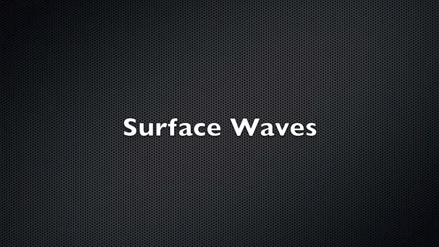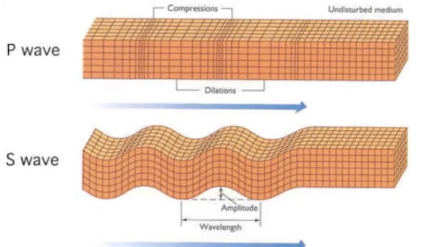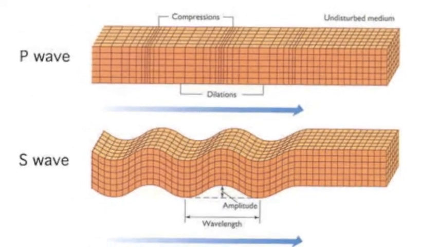Surface waves are the slowest type of waves. They are the most dangerous and they move along the surface of the ground. We can make an earthquake.